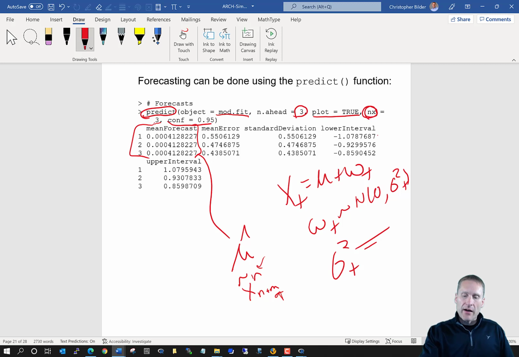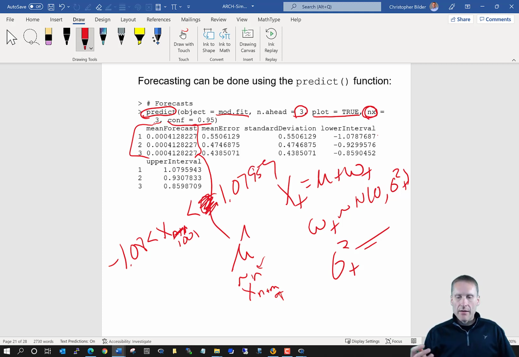Here's the corresponding confidence interval. So negative 1.08 about is less than x sub n plus 1, or let's just put 1001, is less than 1.07959 and so on. So that's our first forecasted value for x.